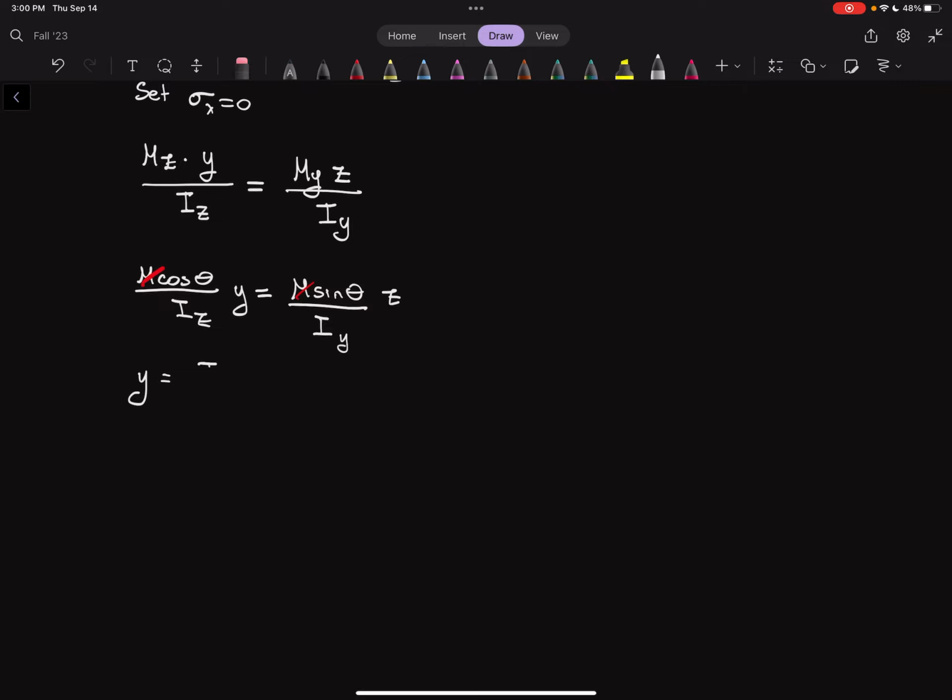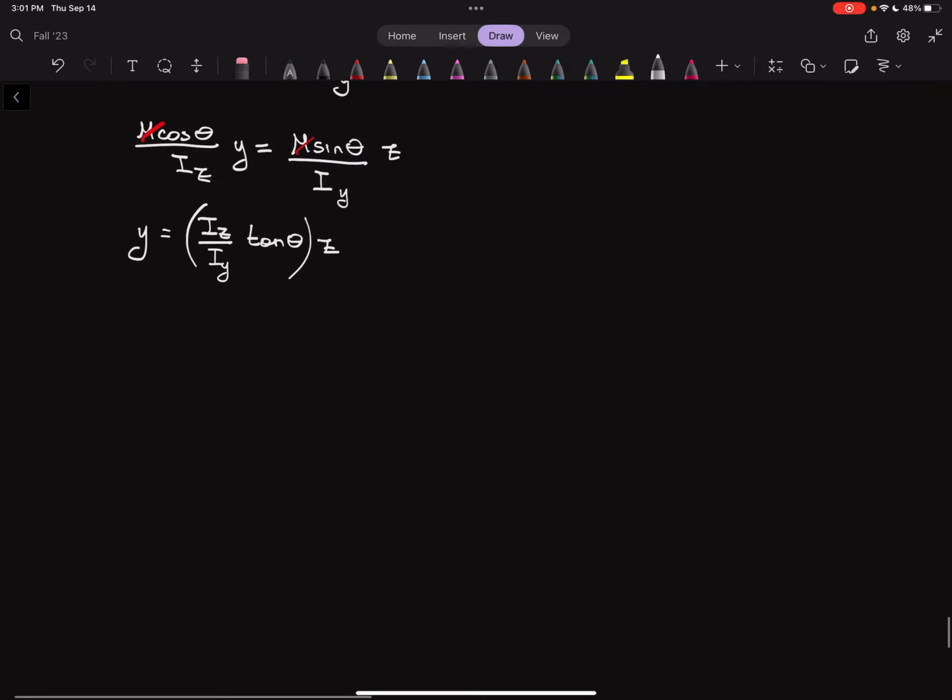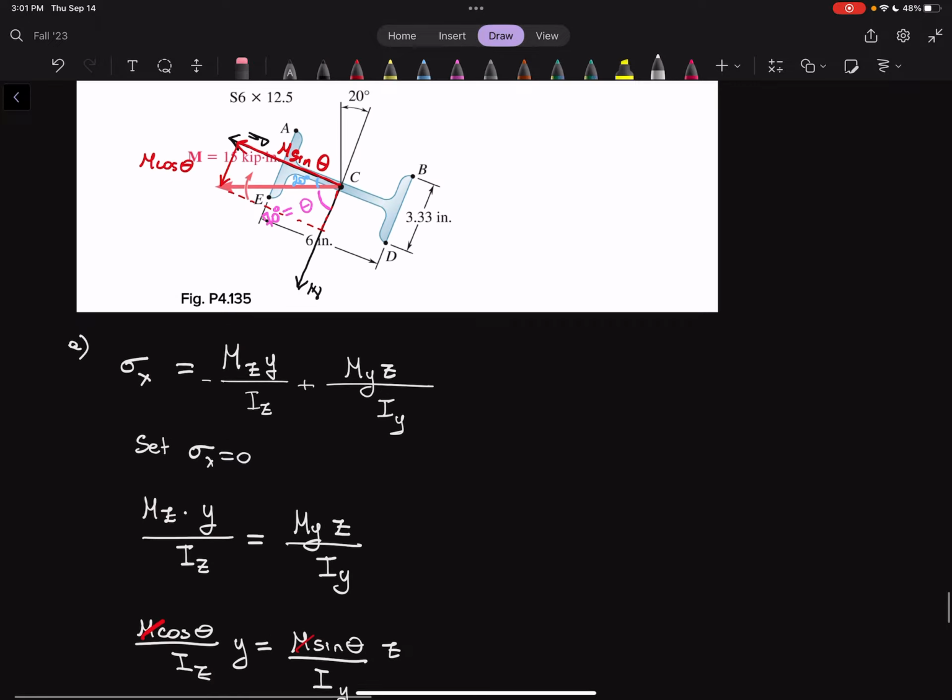So this is going to be Iz over Iy, all of that times sine of theta over cosine of theta, that's the tangent of theta, and that's equal to z. Well, if I bring the z to the other side, we have y over z is equal to Iz over Iy tangent of theta. And what is y over z?